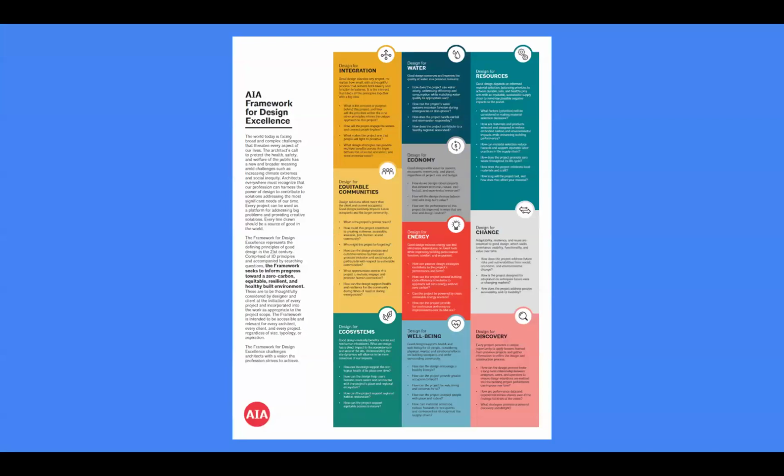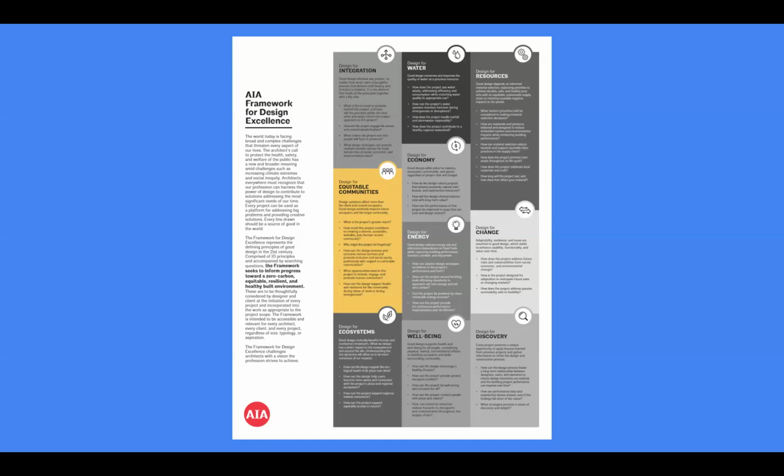If you're unfamiliar with the framework, I found this cute little graphic. It shows basically the 10 different principles. The framework is essentially, you can see in the bold, they describe it as a thing to inform progress towards a carbon zero, equitable, resilient, and healthy built environment. Again, I will be discussing design for equitable communities. Each of these has different bullet points that are either questions or statements to essentially help architects understand what the issues are over the next century that we need to be tackling as a society.